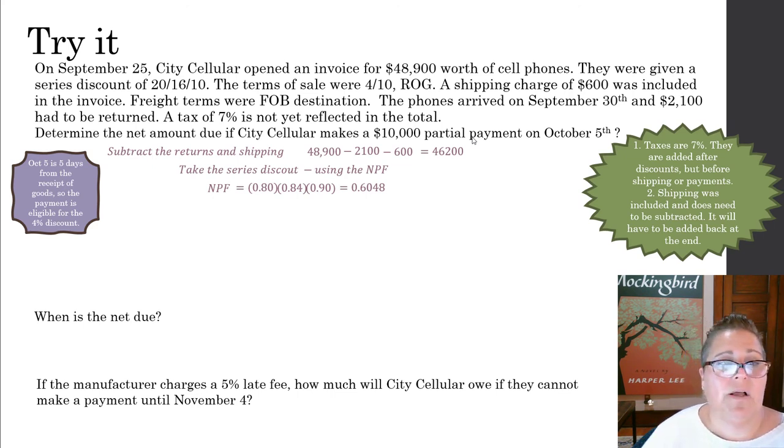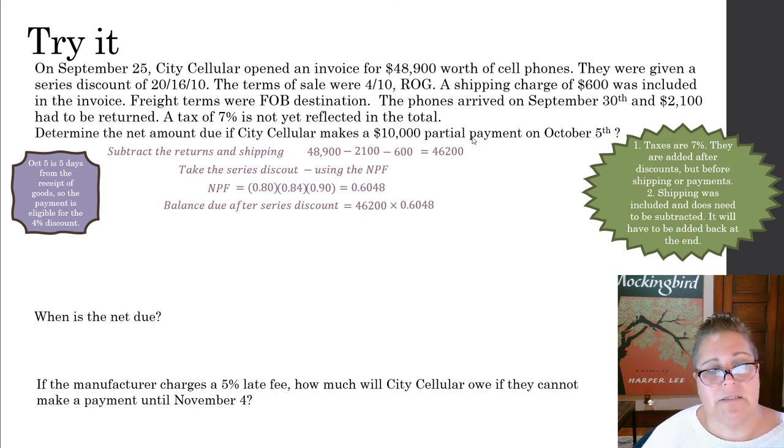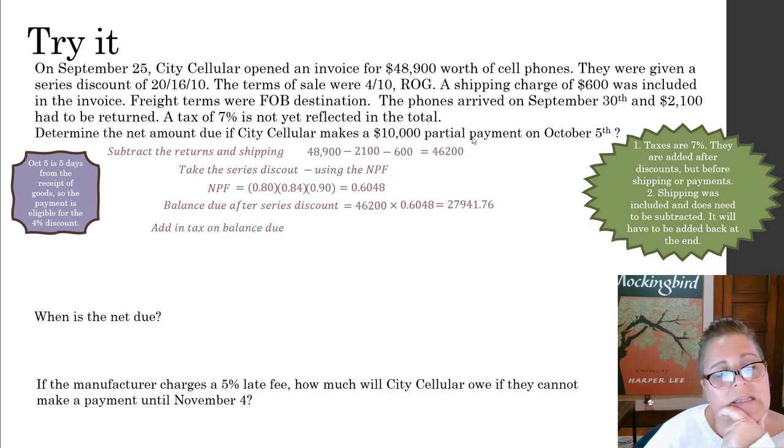The balance due on this particular invoice after we take the series discount would be $46,200 times 0.6048, or $27,941.76. Now, after we've taken off that discount, then we want to add in the tax on the balance due. So we want to take $27,941.76 and multiply that by 1.07 to get our 7%.